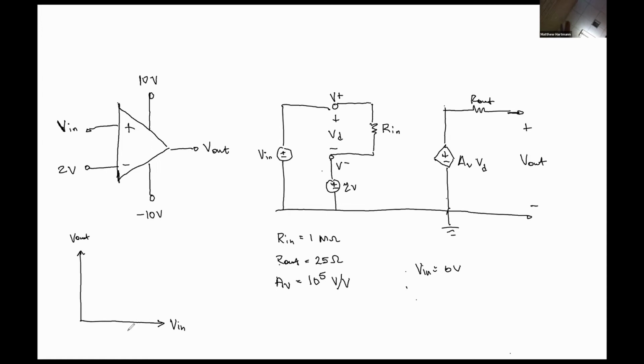Actually, I need to make a quick change here because I'm not going to be able to see everything I want to see. That should work because I need to allow for negative output voltage. All right, so we have determined that VD is -2 volts. -2 times 100,000 means that our output voltage should be -200,000 volts.